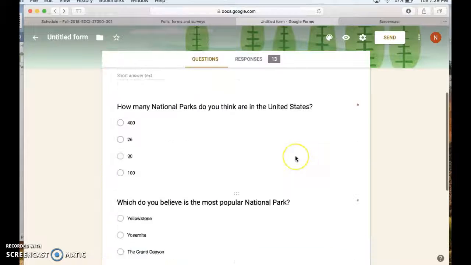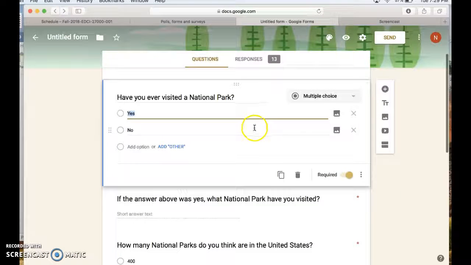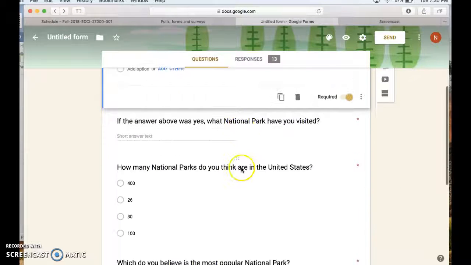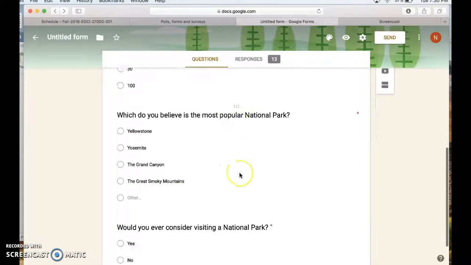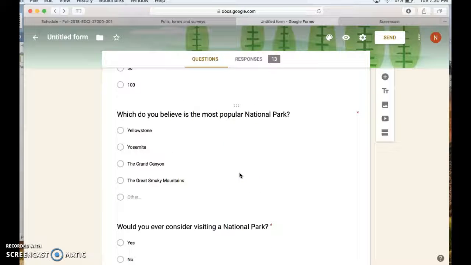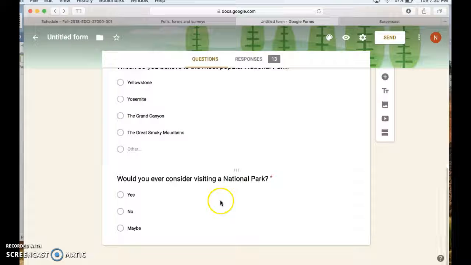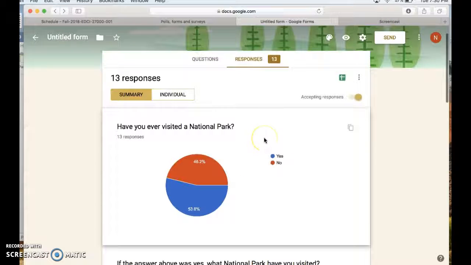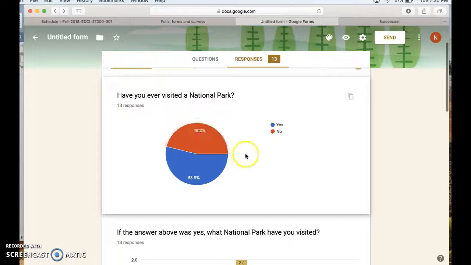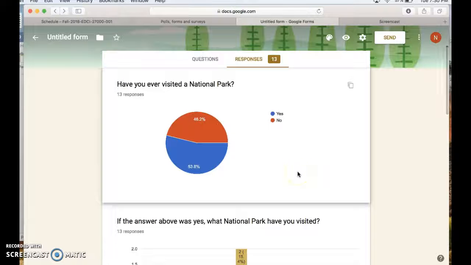descriptions and images. So my 5 questions were: have you ever visited a national park? Which one? What do you think is the most popular national park? Would you ever consider coming to a national park? And then it organizes all of your responses in little pie charts.